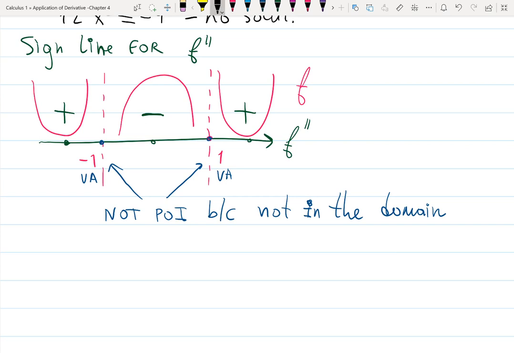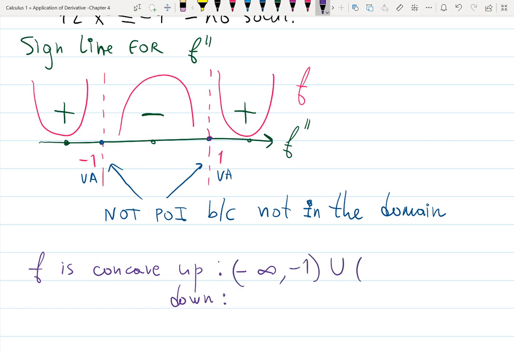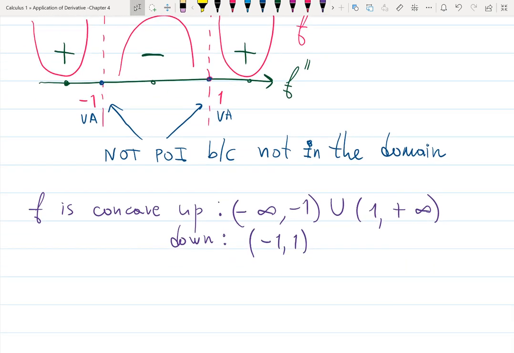We are almost done, I promise. Now we can finally list more information. More information is coming from the second derivative sign line. So I can say that the original function f is concave up and concave down. It's concave up from negative infinity to negative 1, union from 1 to plus infinity. Concave down from negative 1 to 1. No points of inflection.